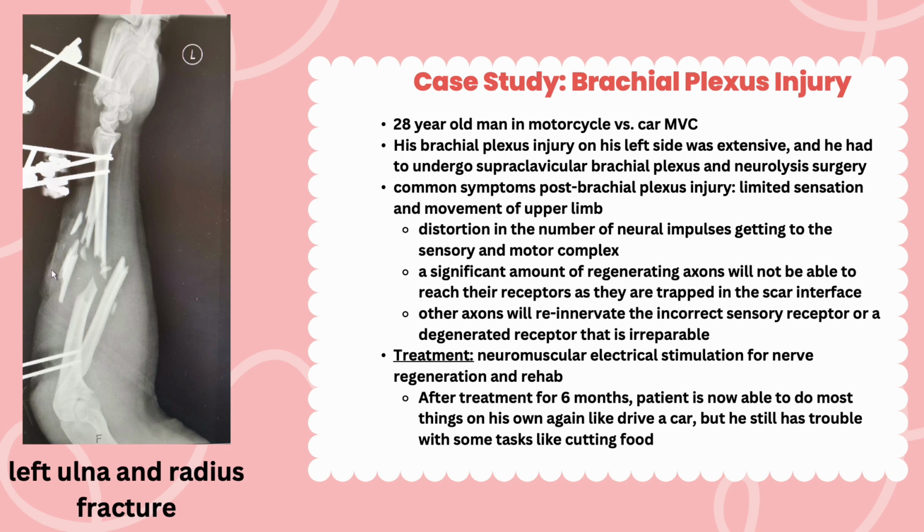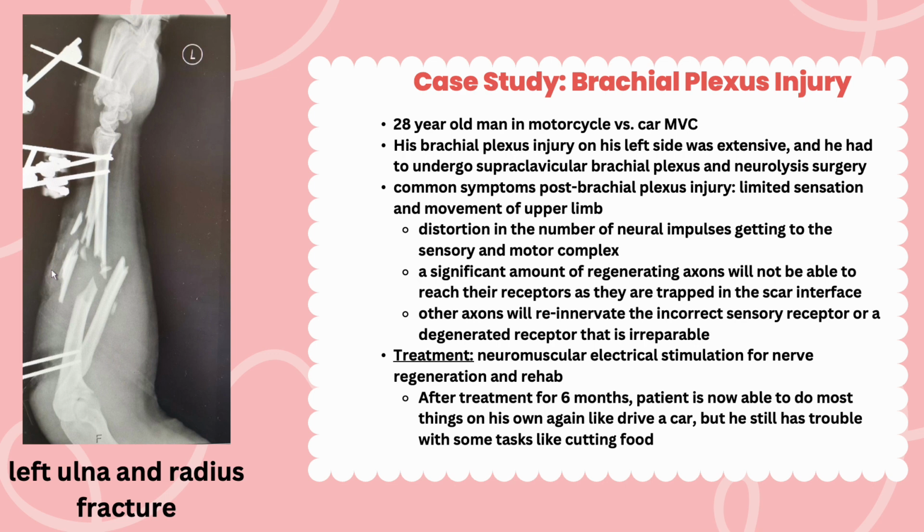Additionally, a significant amount of regenerating axons will not be able to reach their receptors because they're trapped in the scar interface. So again, the signaling is going to be disrupted. And then the final main symptom is other axons will reinnervate the incorrect sensory receptor or a degenerated receptor that is irreparable. These axons will attempt to communicate with each other, but ultimately, because that nerve is damaged, this will not be able to happen.